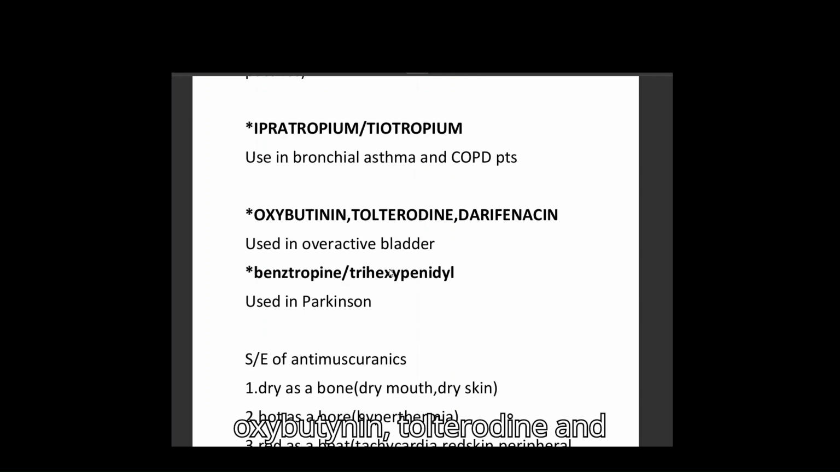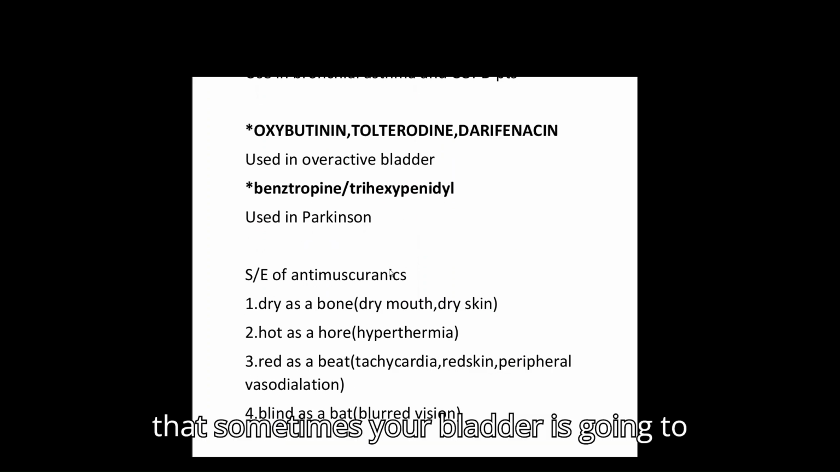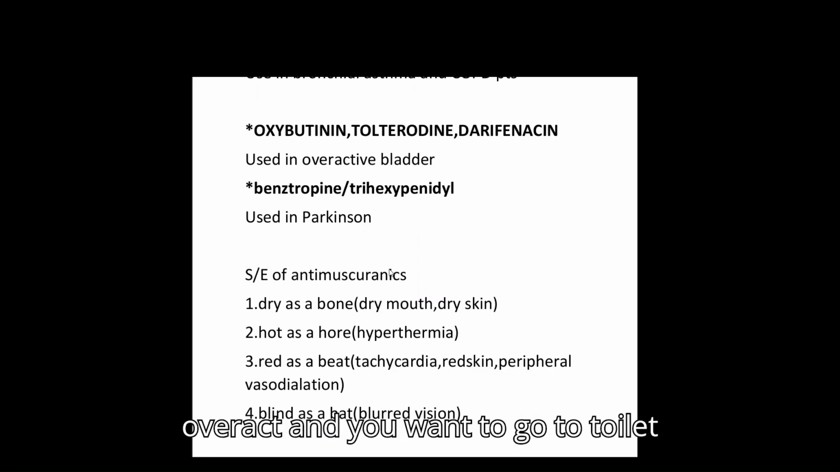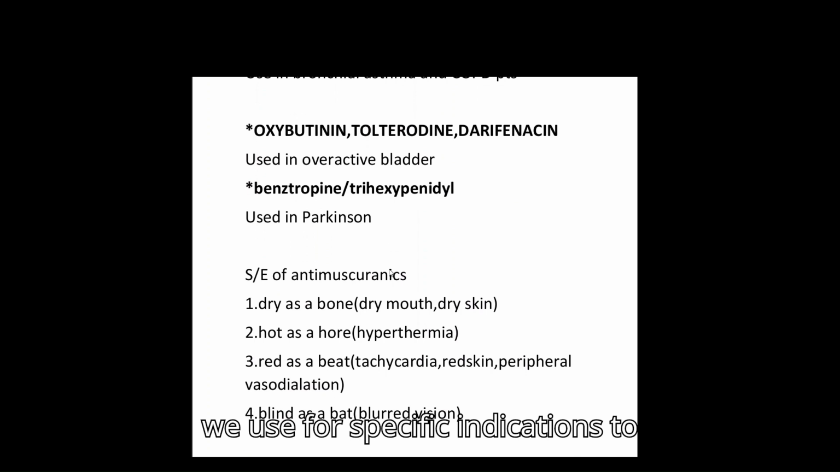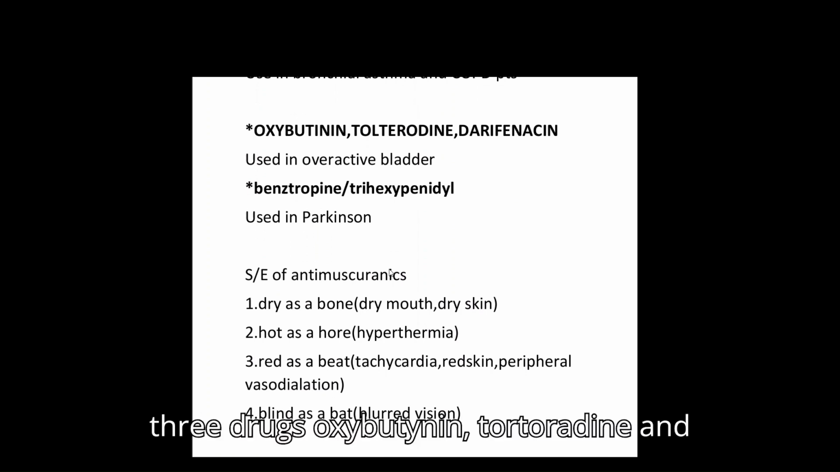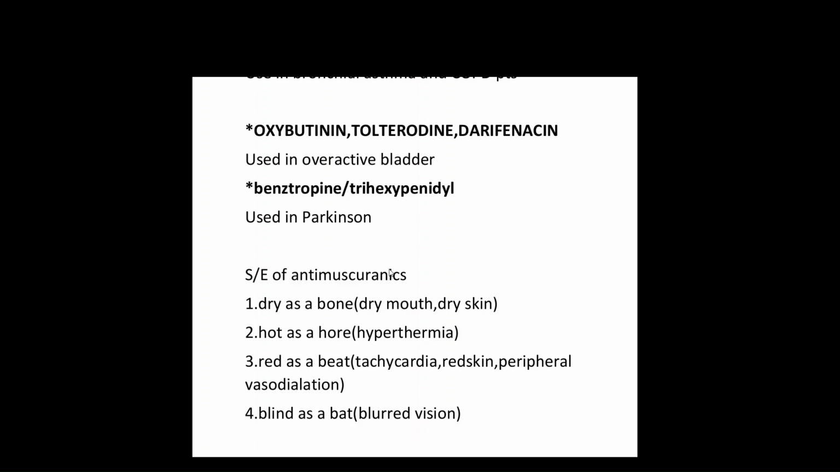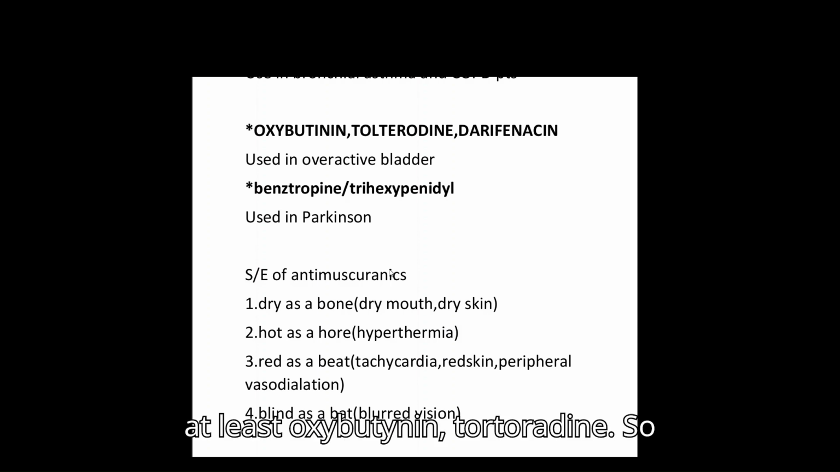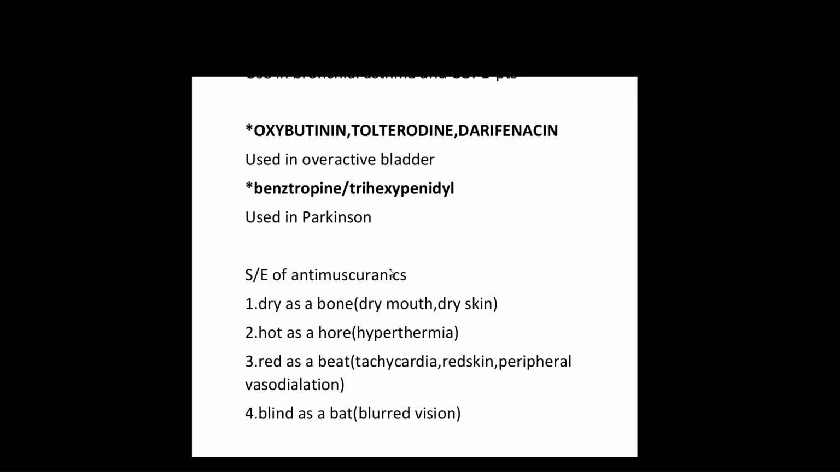Next are oxybutynin, tolterodine, and darifenacin, used in overactive bladder. Sometimes your bladder is going to overact and you want to go to the toilet every time. We use these three drugs, oxybutynin, tolterodine, and darifenacin, for this specific indication. You have to remember at least oxybutynin and tolterodine. These drugs will reduce the overactive bladder.